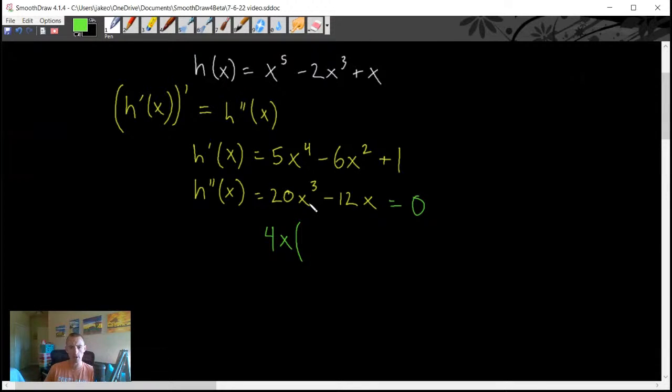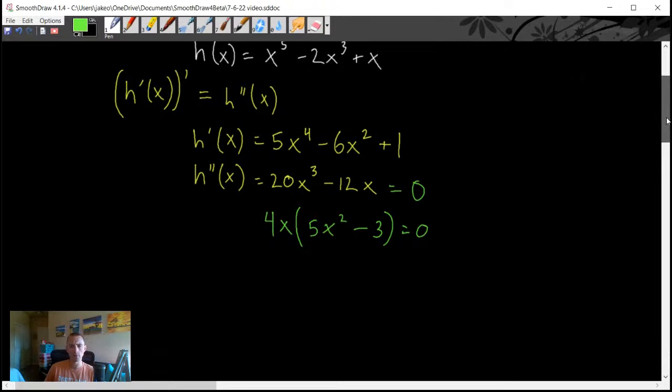So if we factor out a 4x, what will that leave each of these terms with? If we take 4x out of this, we're going to take 4 out. We're going to be left with a 5, because 4 times 5 is 20. And then if we pull an x out of an x cubed, we're going to be left with x squared, because x cubed divided by x is x squared. Okay. And then from minus 12x, if we divide minus 12 by 4, we're left with minus 3. And then if we divide x by x, it doesn't leave us with anything, just a 1. 3 times 1 is just 3. So basically that's what's going to be left.